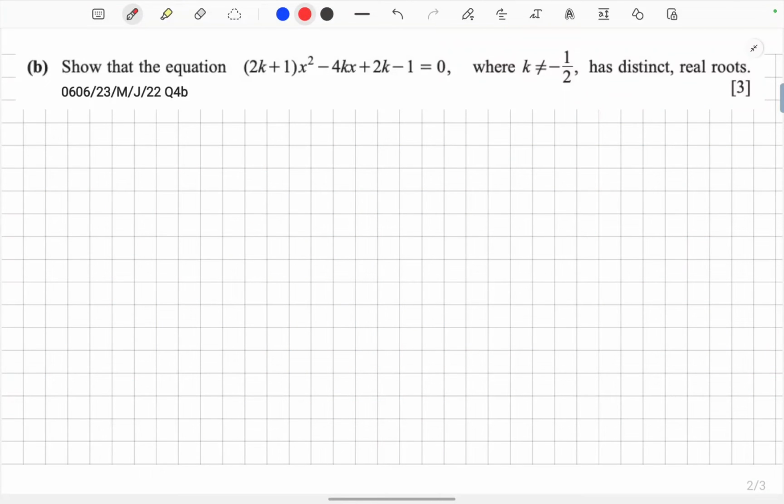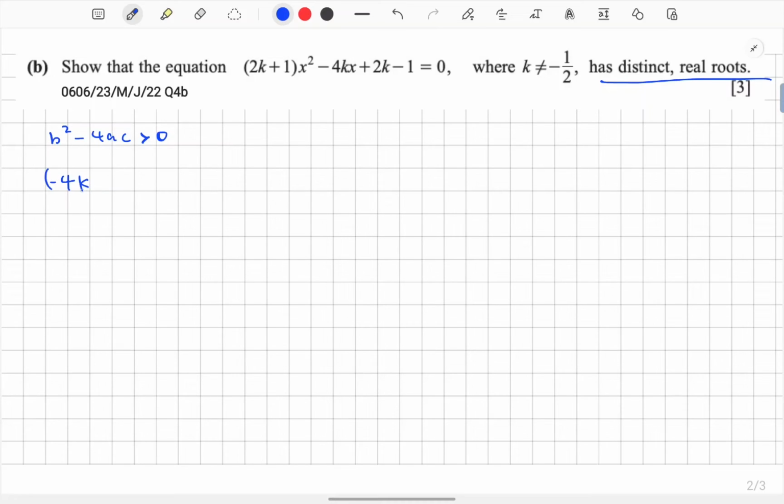In the second question, we need to show that the equation has distinct and real roots. To show that, we need to use the discriminant because it allows us to know how many solutions there are. So the discriminant is b squared minus 4ac, and because in this case we have two solutions, it is greater than 0. We'll first put down our b value and square it.